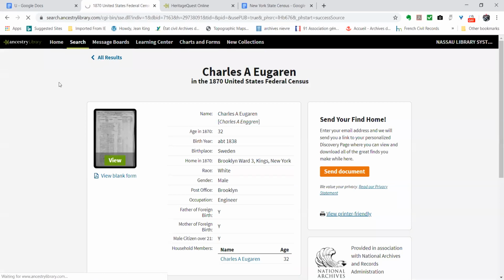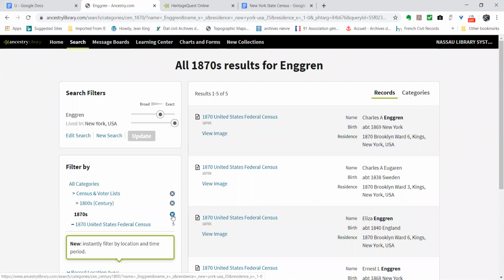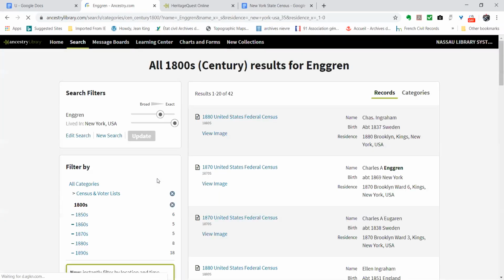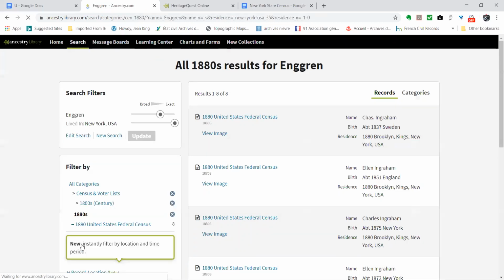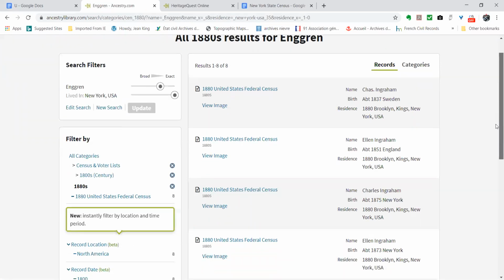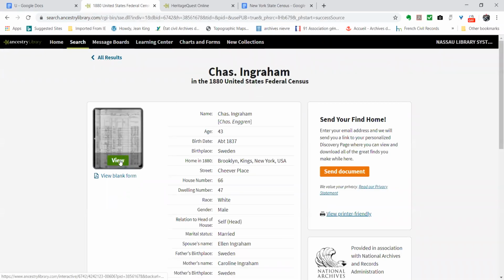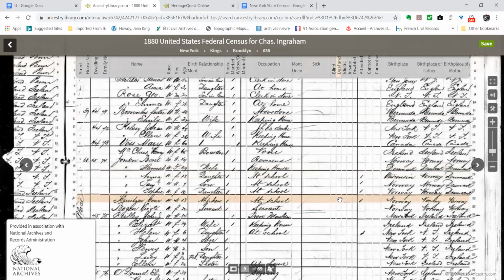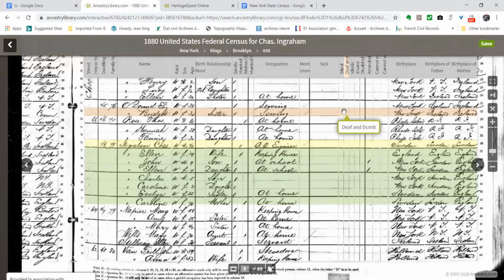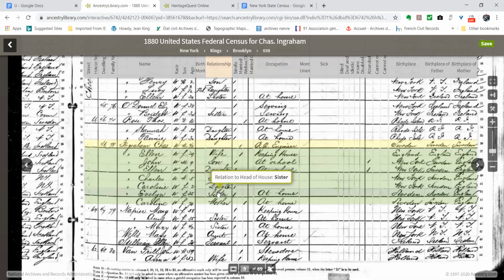So in 1880, their last name is spelled a really horrendous way. Really not even close to what their last name really was. And now in 1880, you can actually see the relationships of the people in the household. So we've got my relative with his wife, his children, his sister, and his mother.